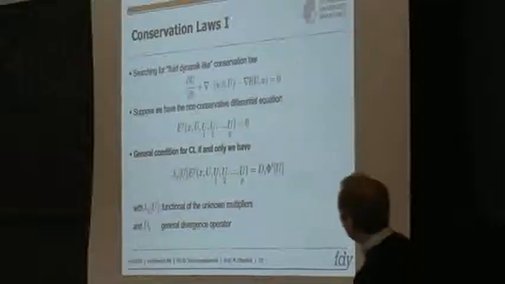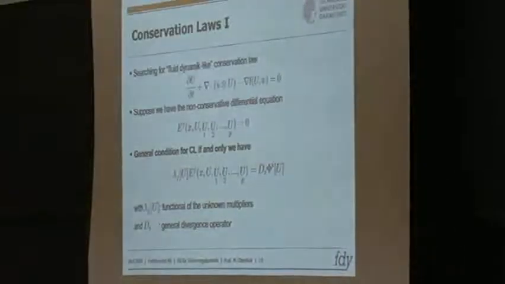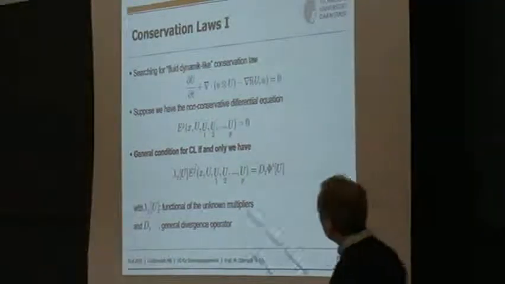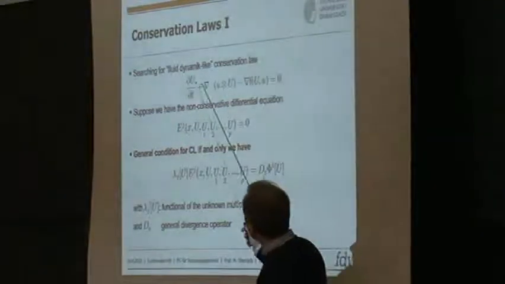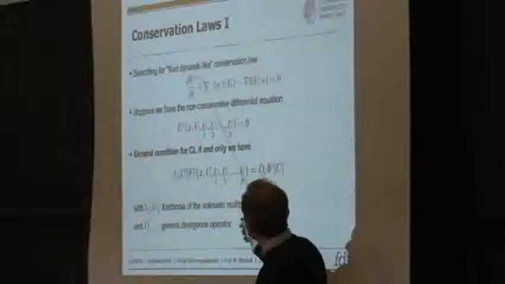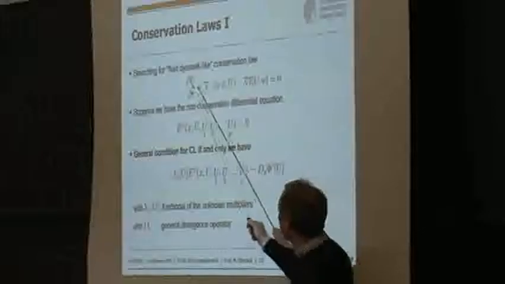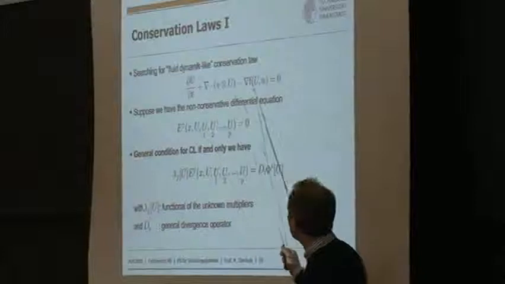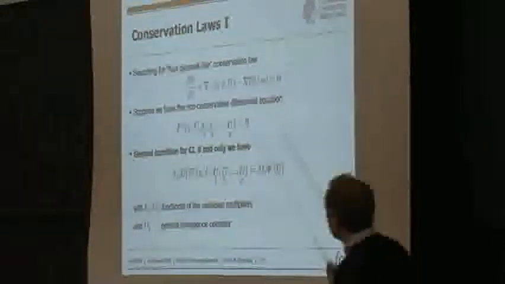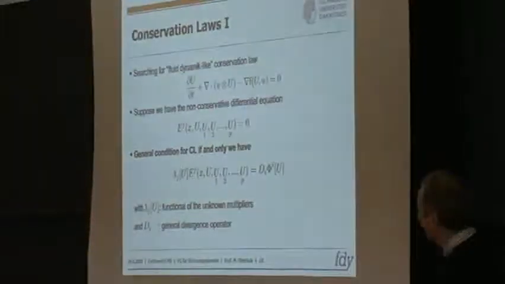Well, the equations you have seen so far are essentially not in conserved form, but what we essentially want here is we're searching for fluid dynamic-like conservation laws. So essentially, you have everything here written under gradients. That is a time gradient, and of course, you have a spatial gradient. Well, that is probably what is close to Euler and Navier-Stokes.